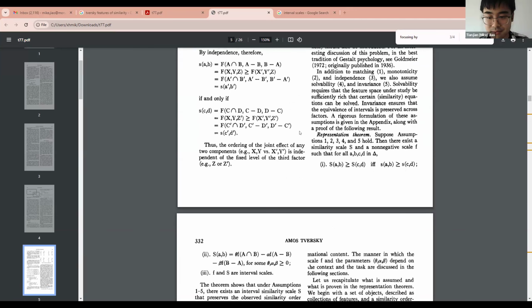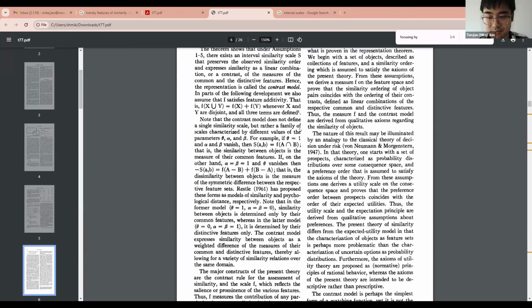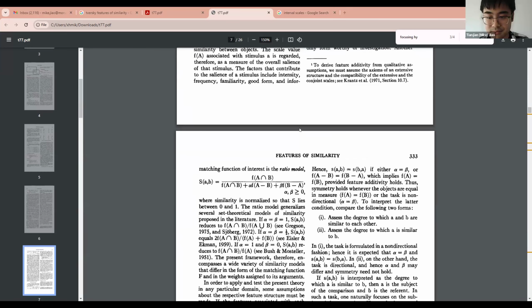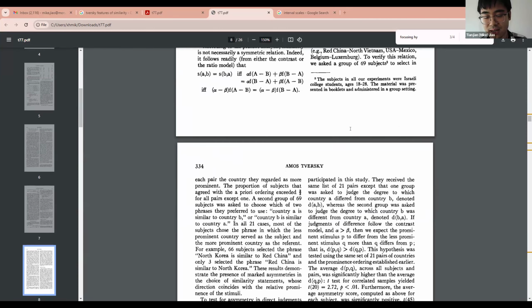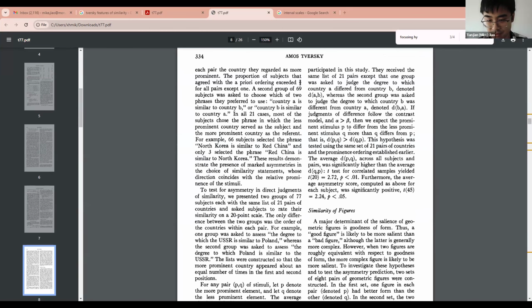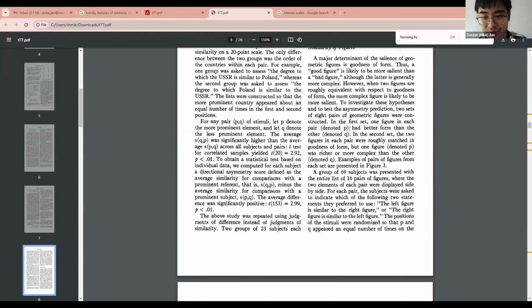Now, it's easy to propose a new model, but did Tversky have evidence to back up this new contrast model? And it turns out that he does. We already mentioned the countries. They're using slightly different countries here, but the essence is the same. There's a prominent nation and a less prominent nation. They form a pair, and you need to make a similarity judgment. People much prefer to use the less prominent nation as the subject and the more prominent nation as the referent. So we will do that and move on to figures.